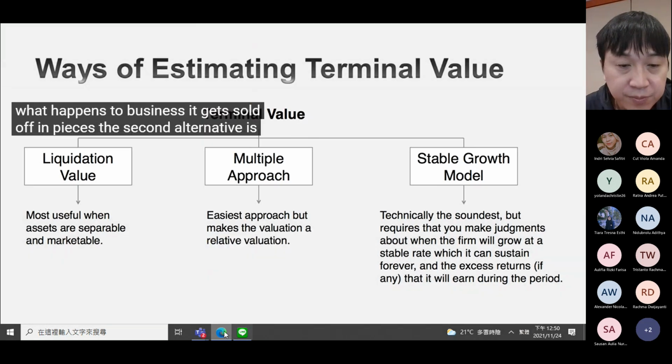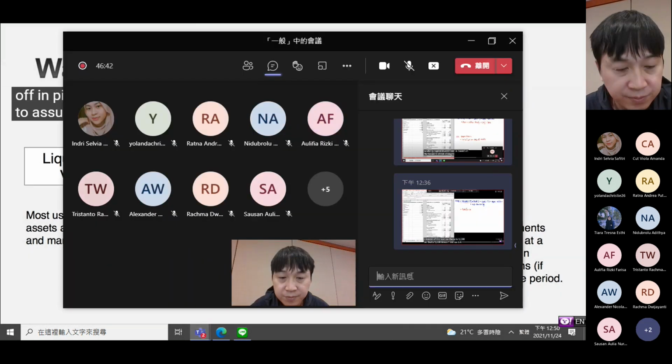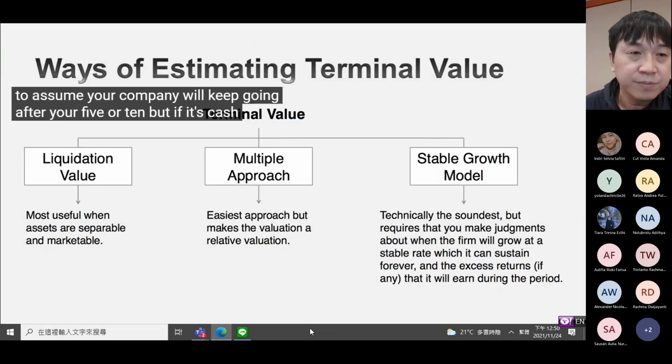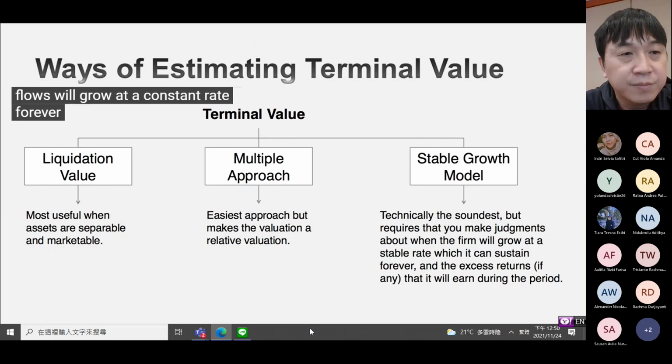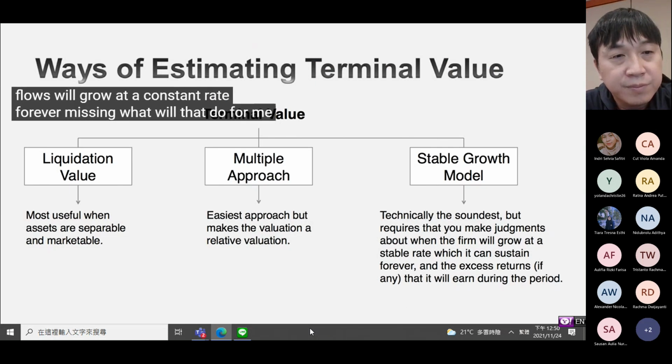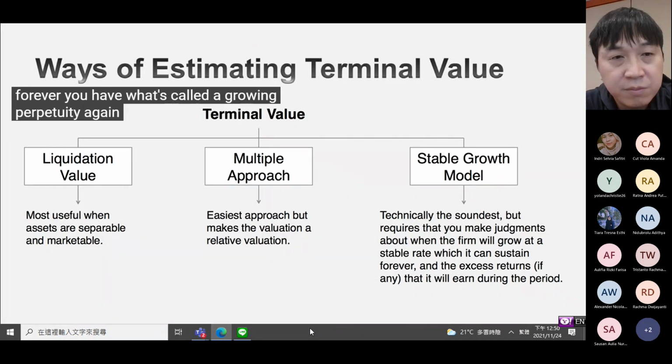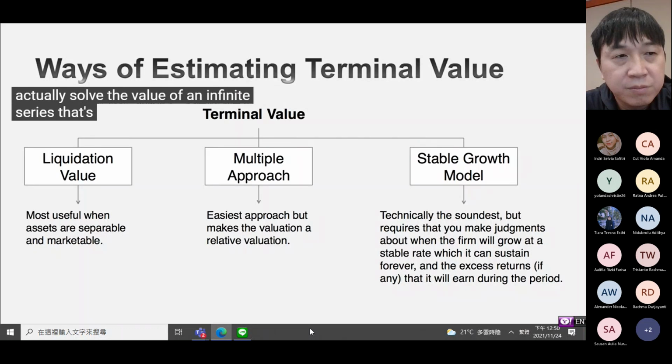The second alternative is to assume a going concern value, which is to assume your company will keep going after year 5 or 10, but that its cash flows will grow at a constant rate forever. You're saying, what will that do for me? If your cash flows grow at a constant rate forever, you have what's called a growing perpetuity. Again, you might wonder, so what? If you have a growing perpetuity, you have an infinite series. Now, this is becoming a mystery. An infinite series in mathematics, we know the answer to. We can actually solve the value of an infinite series.